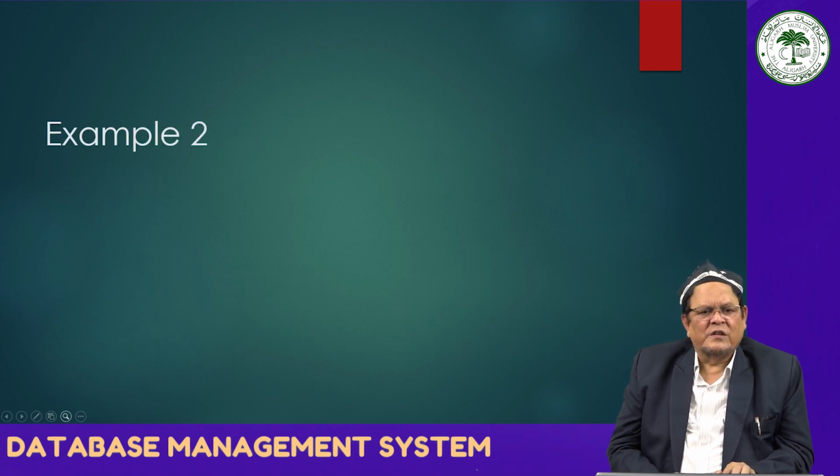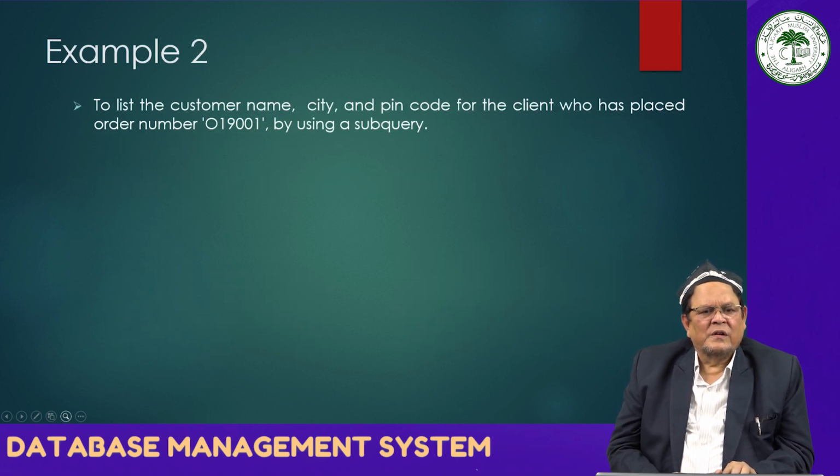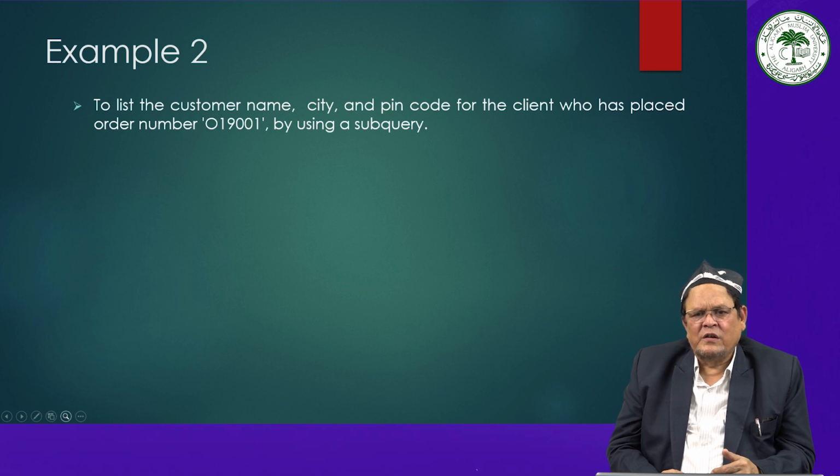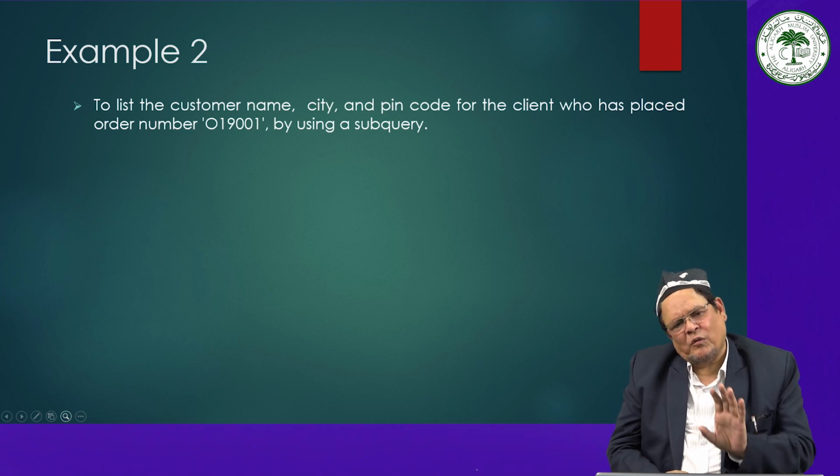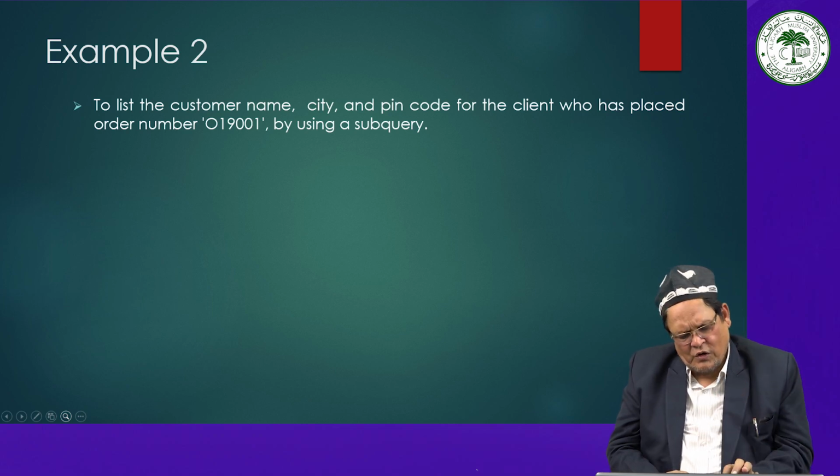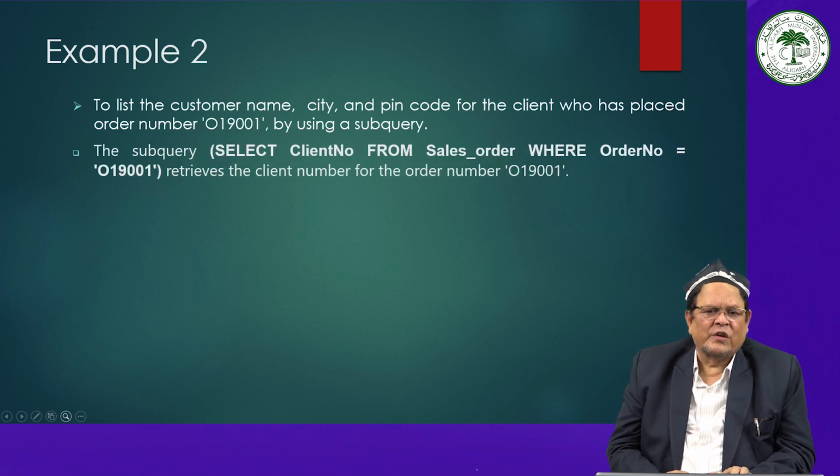The next question, or we can say the next example I have taken, is to list the customer name, city and pin code for the client who has placed order 019001 by using a subquery. You can solve it by an SQL statement, but how will you solve it? So what do you do?